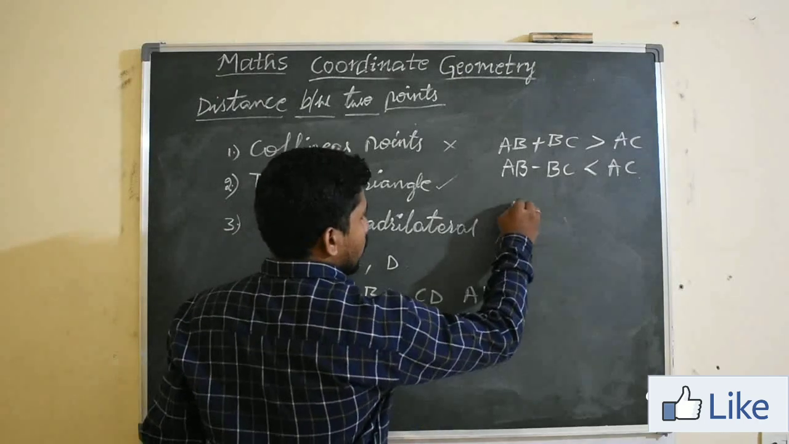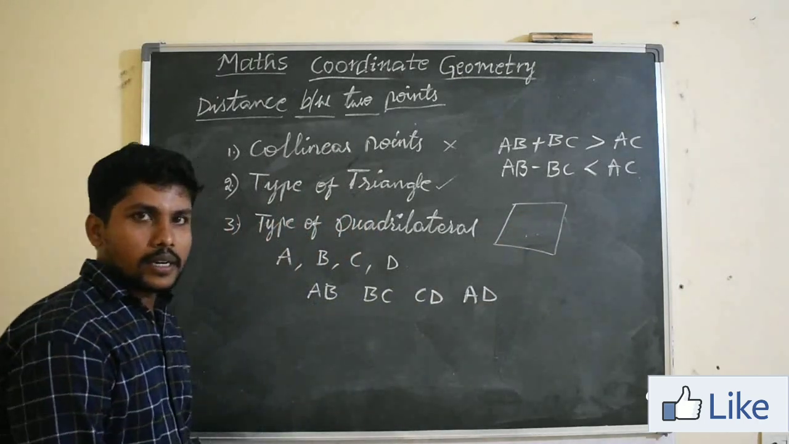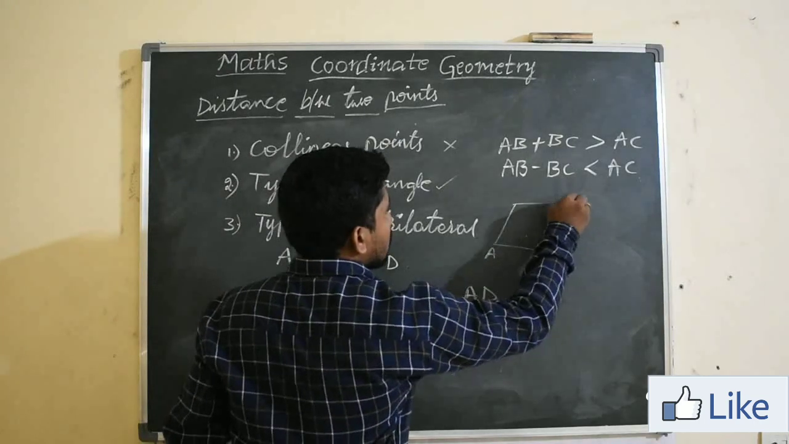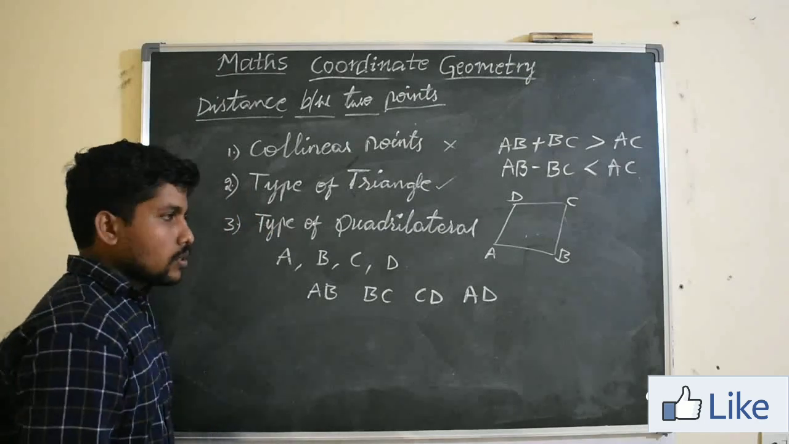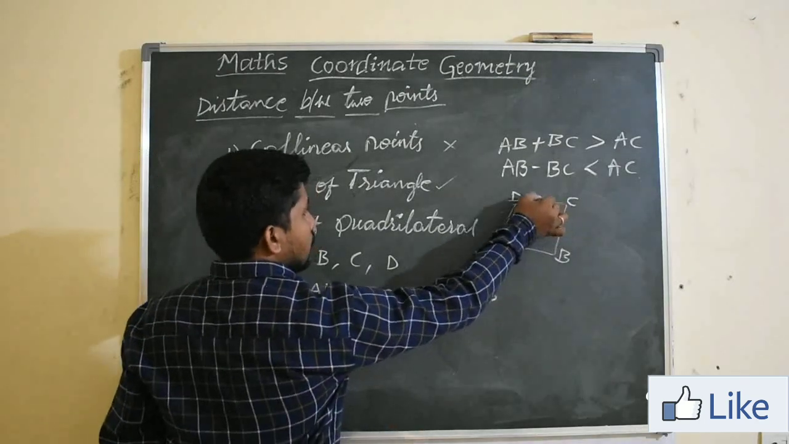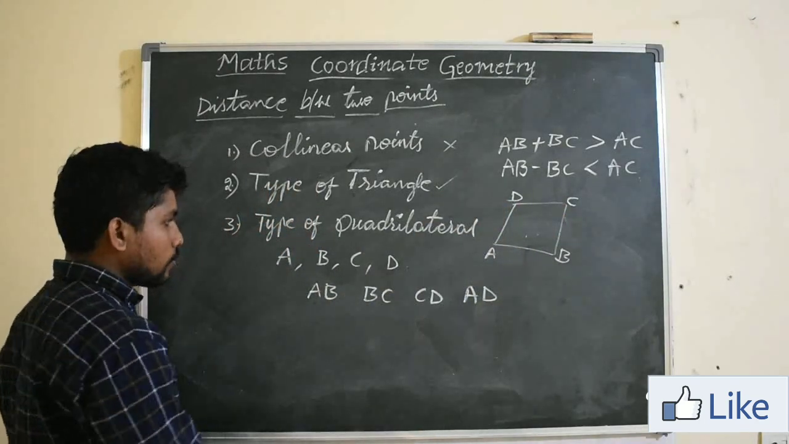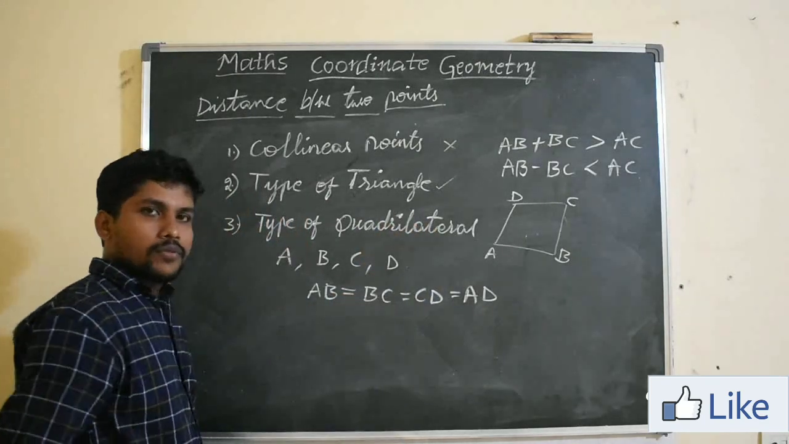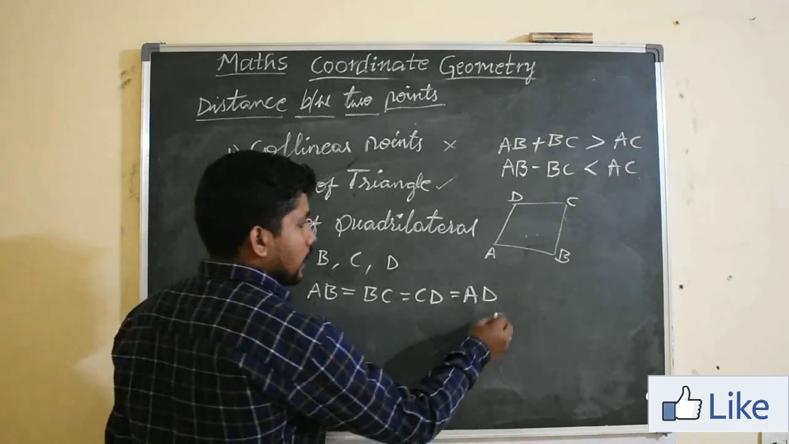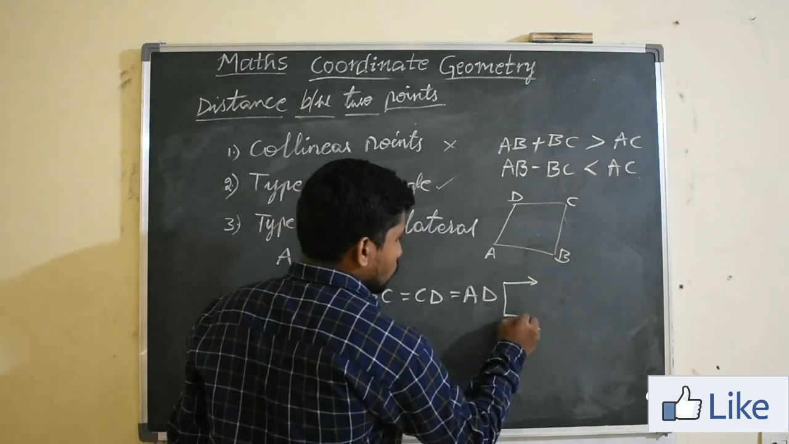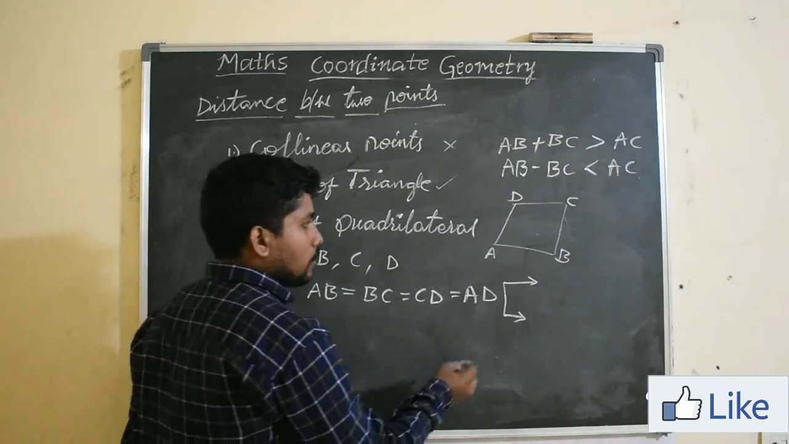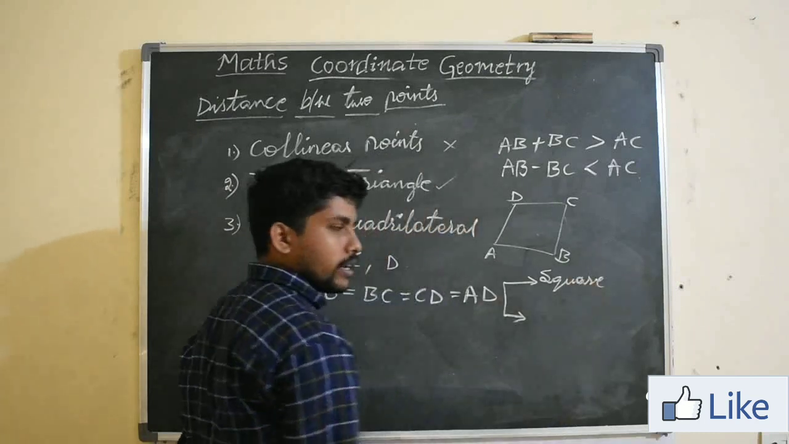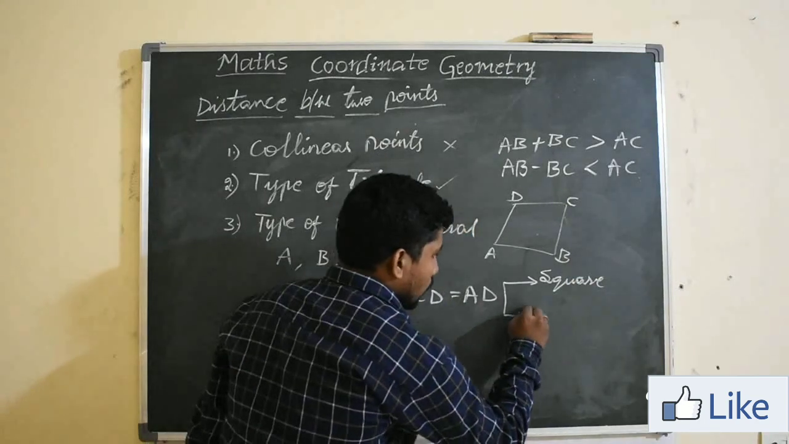Since it is a quadrilateral, a 4-sided polygon, a closed figure, we get 4 lengths AB, BC, CD, and DA. Now, if all these 4 lengths are equal, then we get two conclusions. One, it may be a square, or it may be a rhombus.